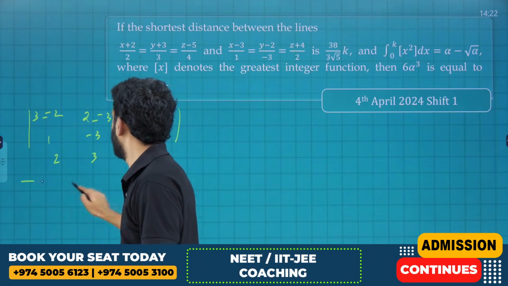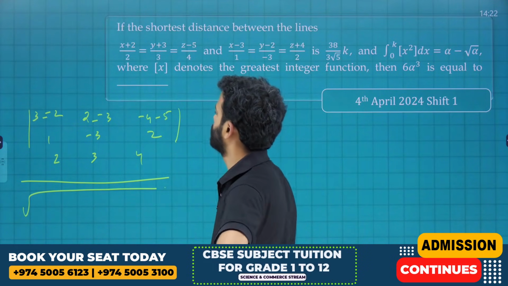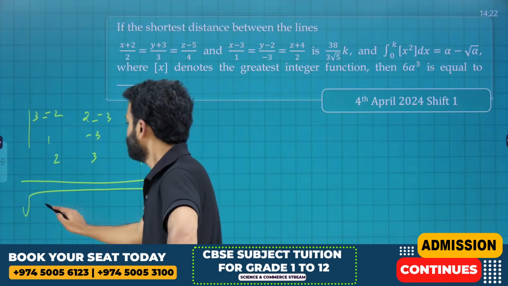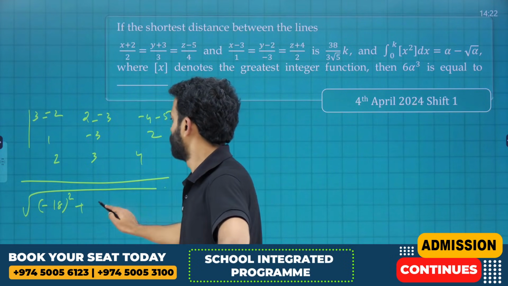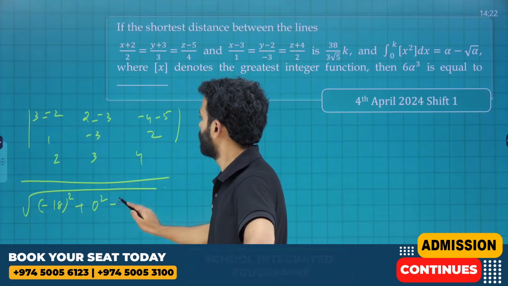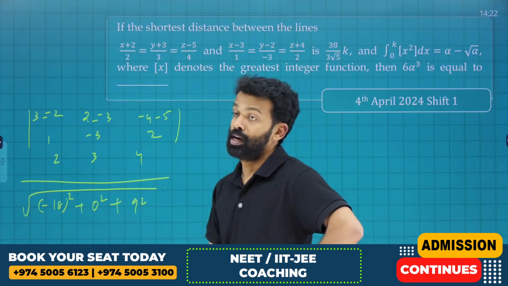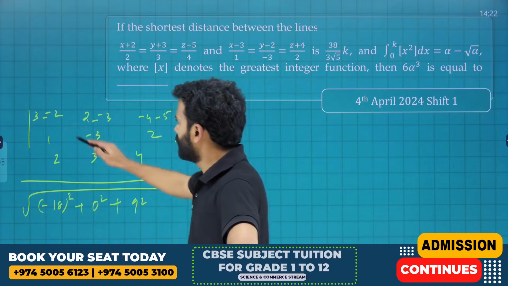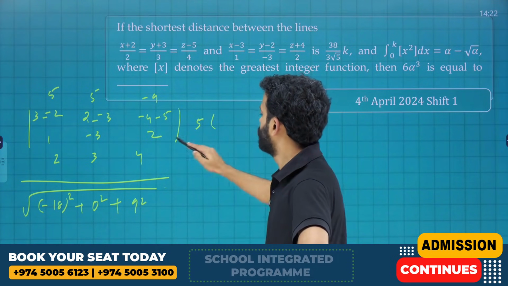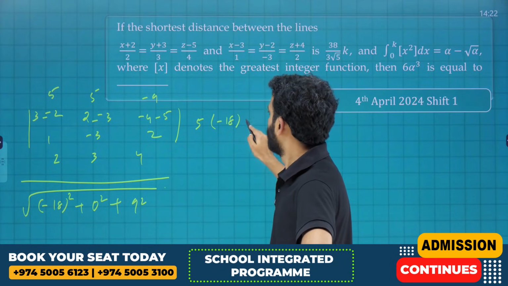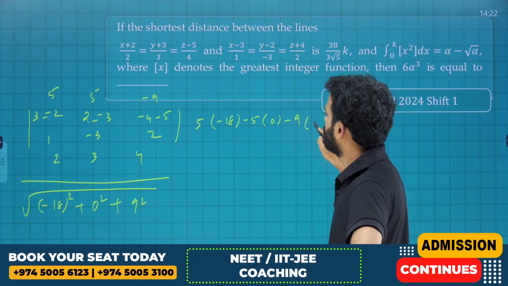Put a determinant here, divided by root of minus 12 minus 6 minus 18 square plus 4 minus 4. Okay, good. 0 square plus 3 plus 6, that is 9 square. We can open the determinant. It is 5. This is also 5. This is minus 9. That is 5 into minus 18 minus 5 into 0. Okay, good. Minus 9 into 9.